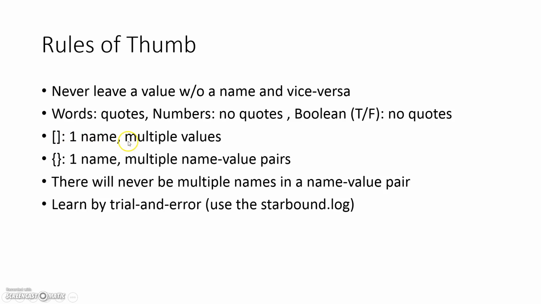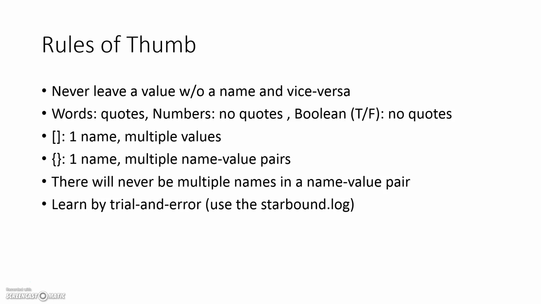Square brackets, one name paired with multiple values. Curly braces, one name paired with multiple name value pairs. There will never be multiple names in a name value pair. So you won't have, on the name side, name and age, and then a number on the other side, because that just doesn't make sense. You don't need multiple labels for one value. And then, again, learning by trial and error, that's the most important thing that I can get across to you.